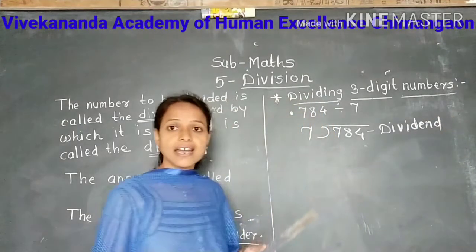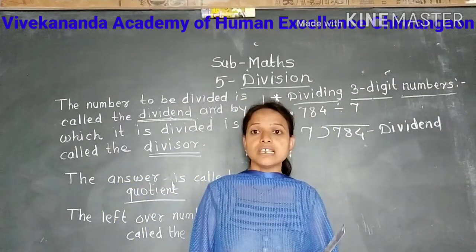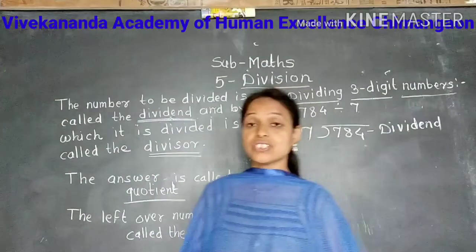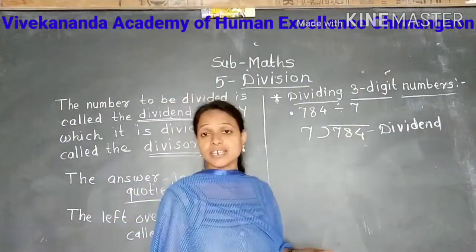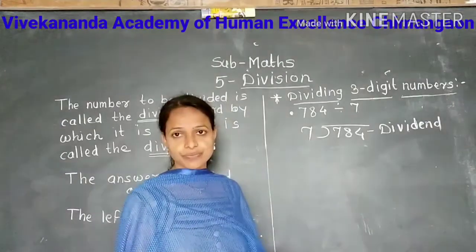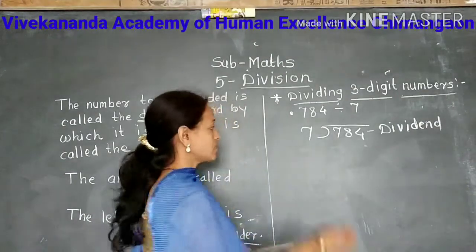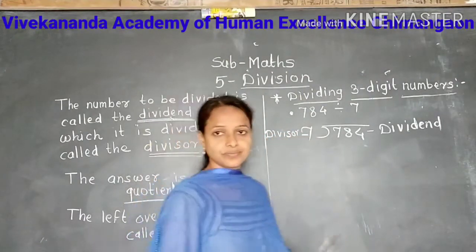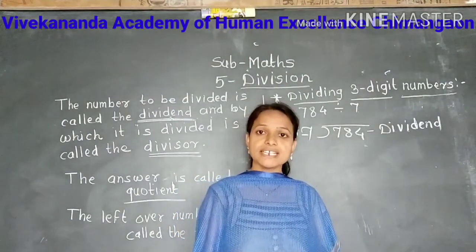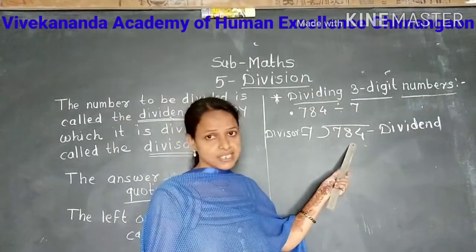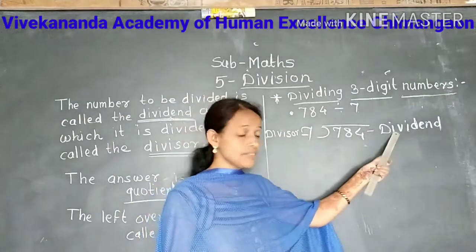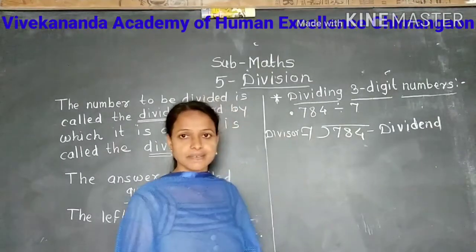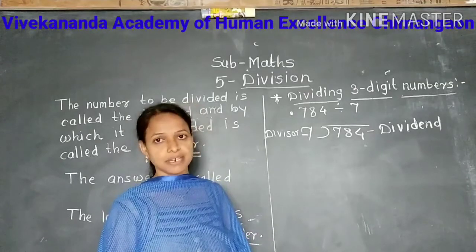And what else do we see? The number by which it is divided. By which number is 784 divided? By 7. So it is called the divisor. 7 is the divisor. Look here. The number to be divided is called the dividend. 784 is to be divided, so 784 is the dividend. And by which it is divided? By 7. So 7 is the divisor. Now let's find the quotient and remainder.